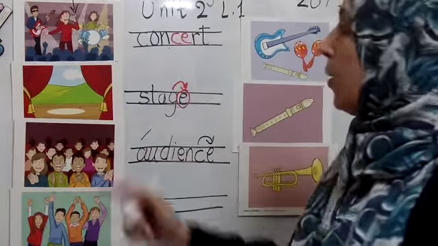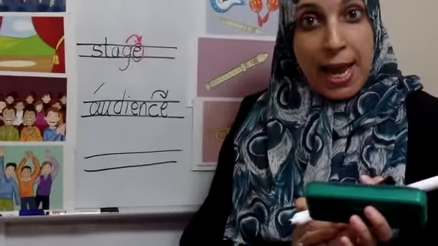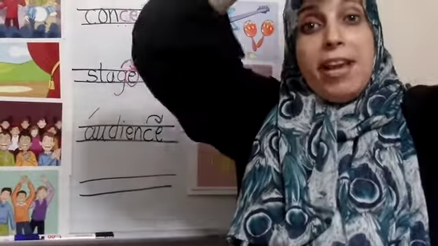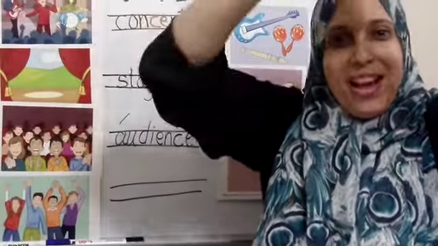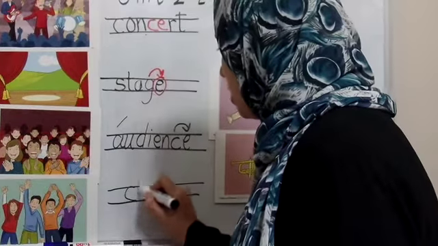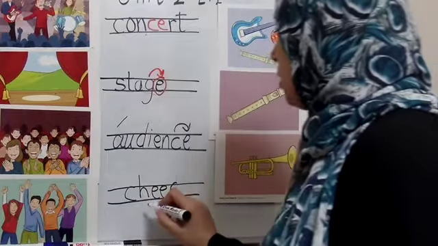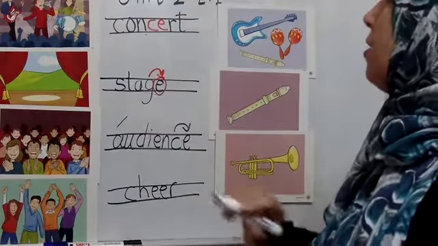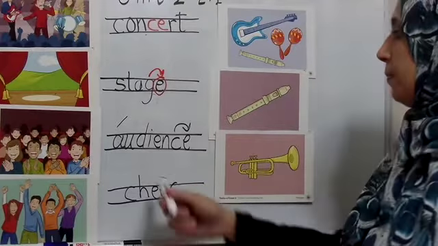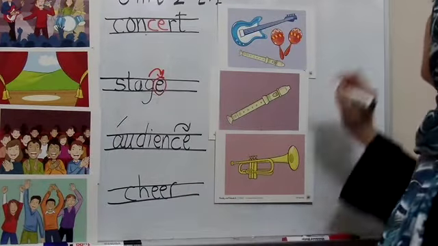What are the audience doing? Clapping for the band and cheering, saying, hey, hooray, good. So this is called cheering. Cheer. Double E, ch, ear, cheer. The audience are clapping and cheering.